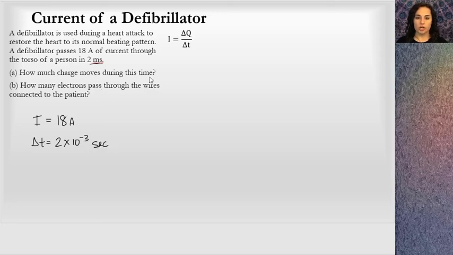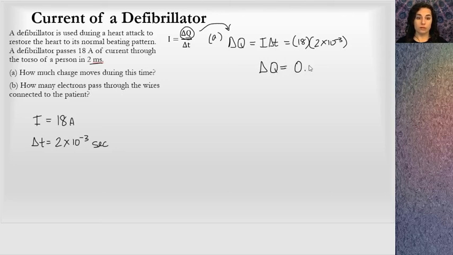It says how much charge moves in this time. Well, I'll do a quick step of algebra on this equation, and I can get that the amount of charge that passes in a certain amount of time is going to be the current times that time. So I can plug in what I know, 18 times 2 times 10 to the negative third. When you multiply those two things together in your calculator, you get 0.036, and the units on that is going to be coulombs, right? It's a charge, so that's coulombs.